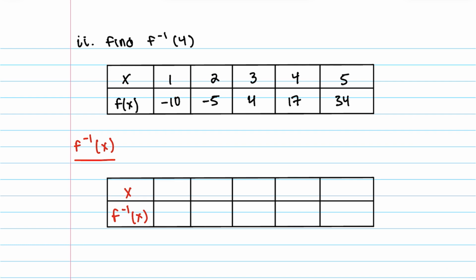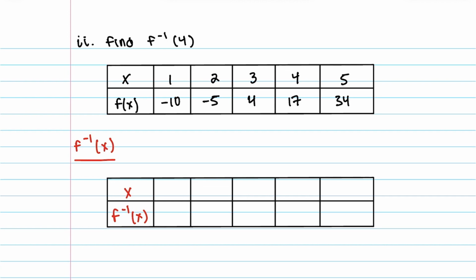Alright, so for this second part, we want to evaluate f inverse at x is equal to 4. Now, the only issue is that the question only gave us a table for f of x. So we know that our inputs are 1, 2, 3, 4, and 5, and our outputs are negative 10, negative 5, 4, 17, and 34. So, to evaluate f inverse at x is equal to 4, we're first going to have to come up with a table that expresses the inverse function f inverse of x.